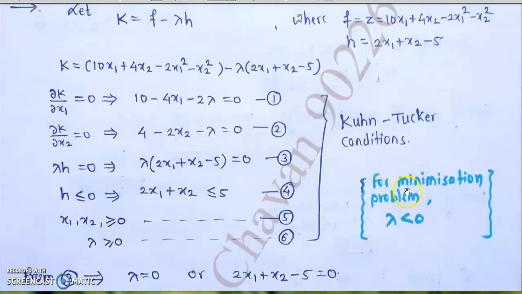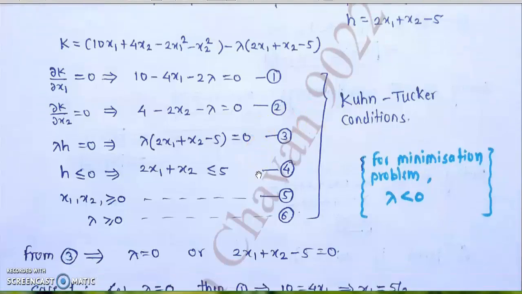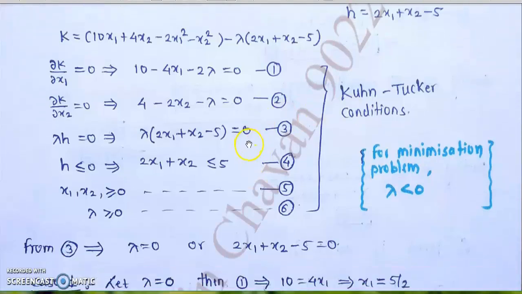If the question is of minimization, lambda should be negative. So the sixth condition will be replaced by lambda less than or equal to 0 if the question is of minimization. All other conditions are the same as in maximization. So let's start. We know from the third condition, as we just discussed, that either lambda is 0 or this bracket is equal to 0.